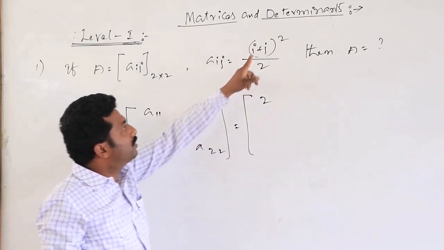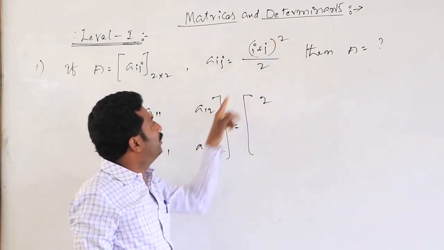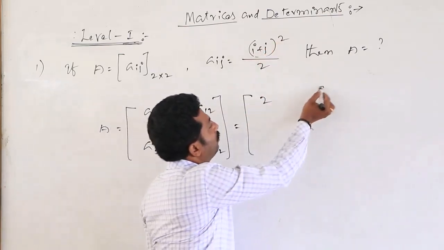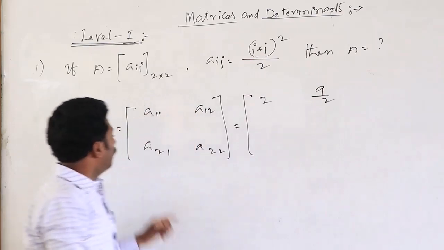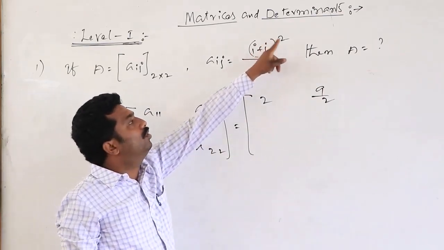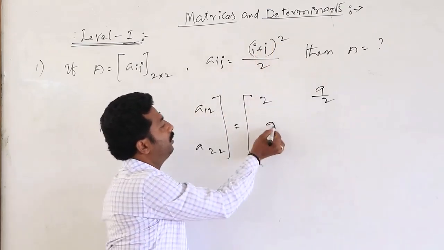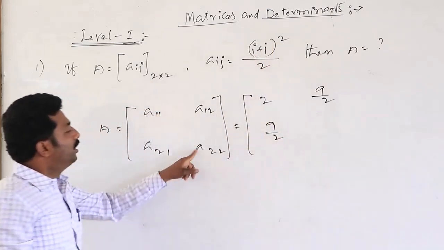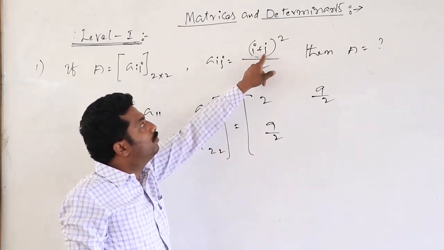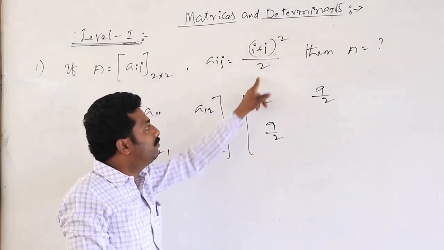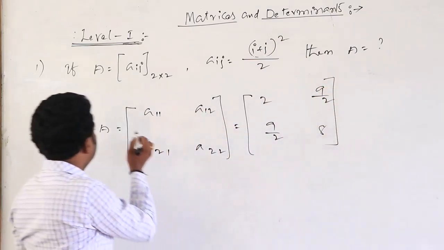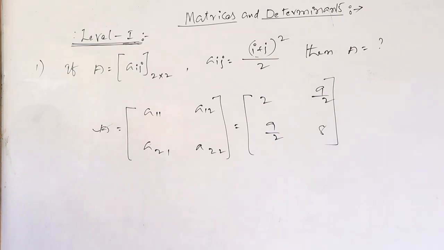a12 means (1 + 3) whole square. Means 1 plus 3... 9 by 2 will come. Next a21, 2 plus 1 whole square, means again 9 by 2. Then a22, i value 2, j value 2, 2 plus 2 means 4, whole square means 16, by 2 nothing but 8. This is the required matrix A.